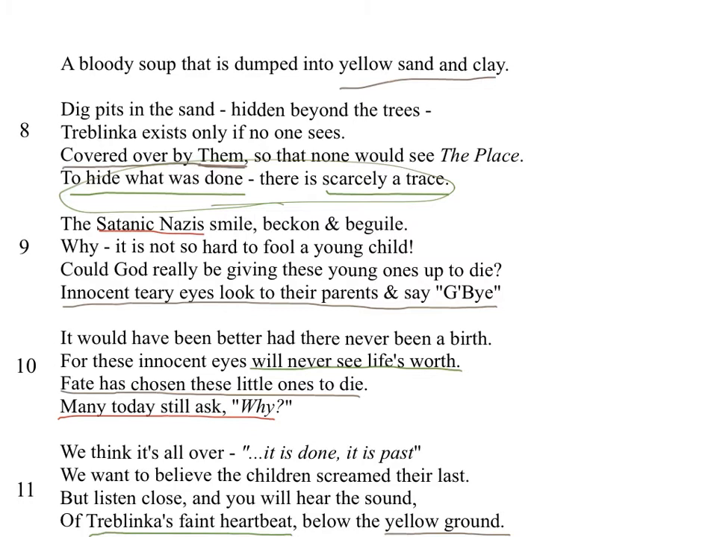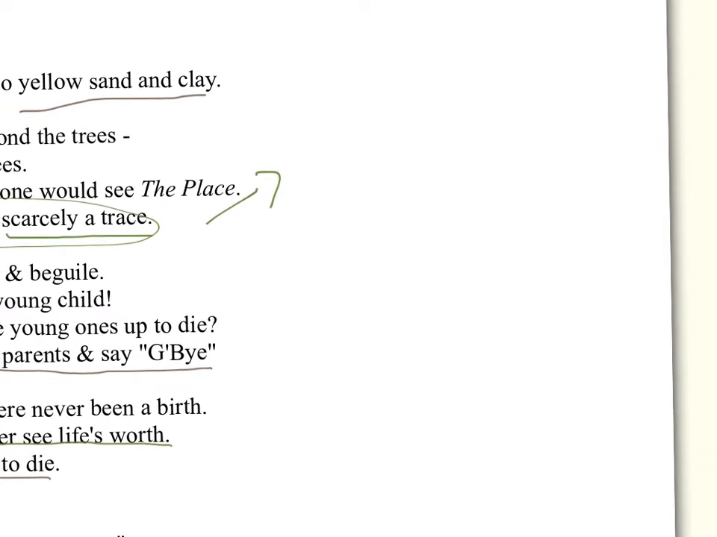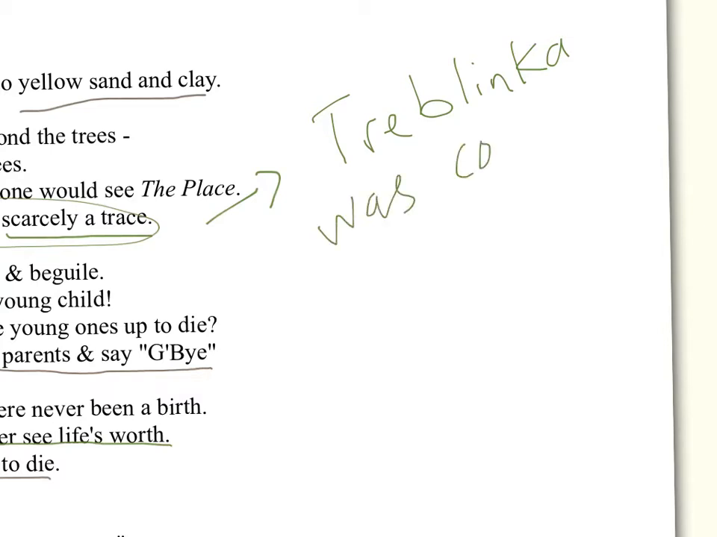And so what we infer from this stanza is that, go off to the side here and write this down, and I need you to make sure that you get this down too, is that Treblinka was covered up by the Nazis. It was covered up so that people wouldn't see the evil that they did.